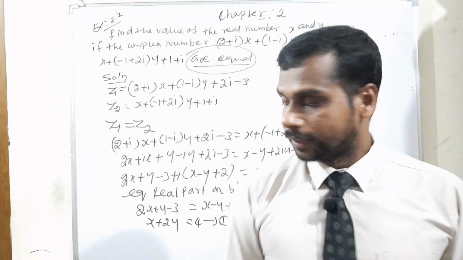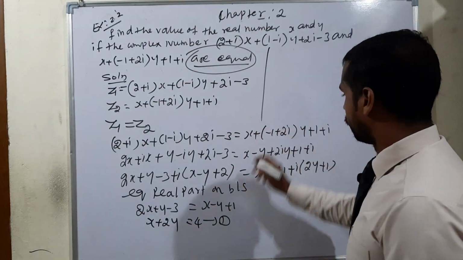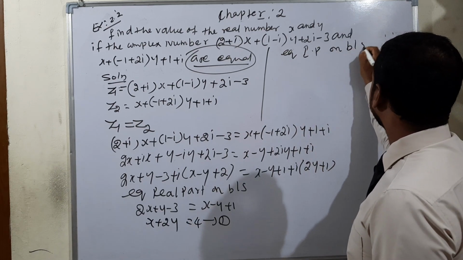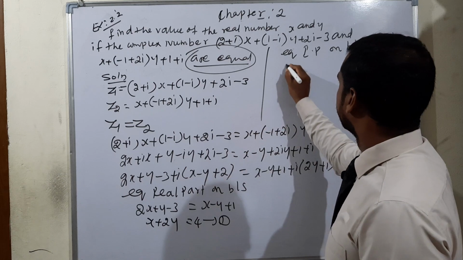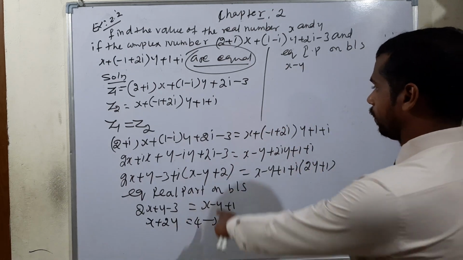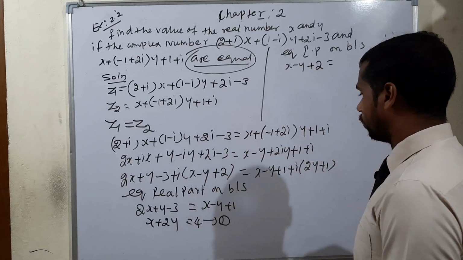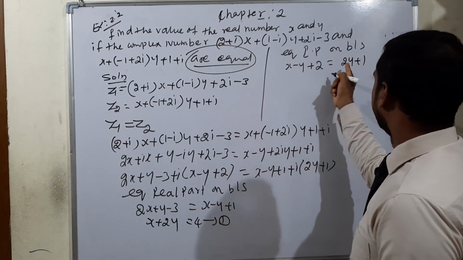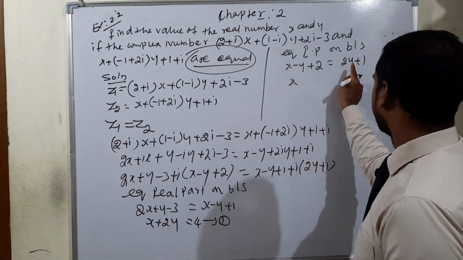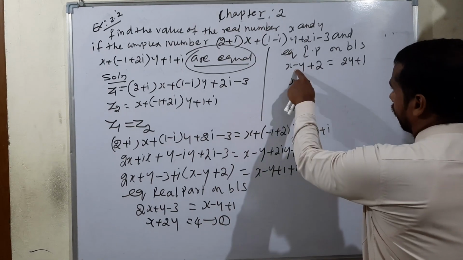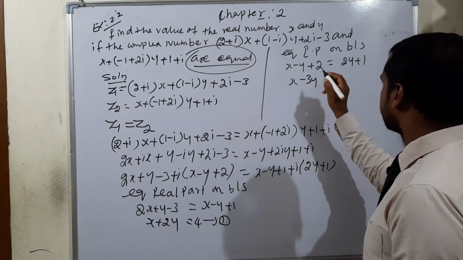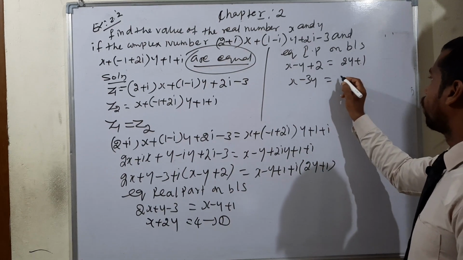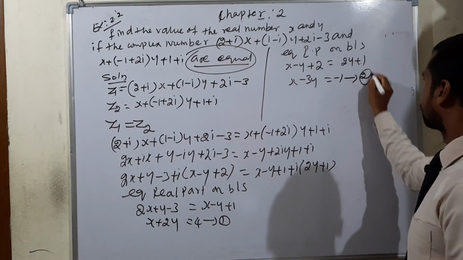Again, equating the imaginary part on both sides. So, the real part is over. Now, equating the imaginary part on both sides. Imaginary part: x minus y plus 2 is equal to 2y plus 1. Then plus x there is nothing, plus 2y bring out to the opposite side means minus 2y. Already we have 1 minus, so minus 3y. Again plus 1 is there, plus 2 bring out to the opposite side means minus 2. Therefore, 1 minus 2 is equal to minus 1. That is called equation number 2.